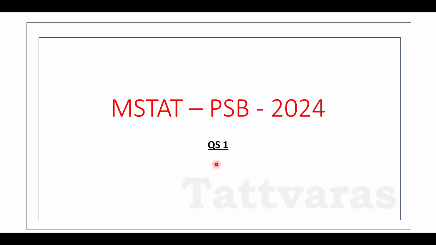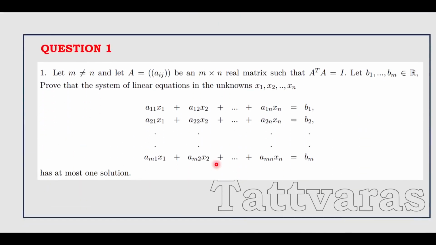So today we are going to discuss question number 1 from PSB 2024, where we are given a system of linear equations with n unknowns and m equations, right? This system of equations can also be written as Ax = b, where A is a matrix with column vectors a1, a2, ..., an. So we have a total of n column vectors and m row vectors, right?